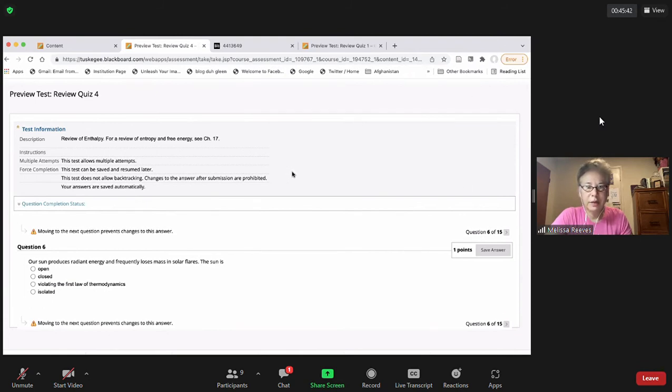Something's in the chat. Endothermic is heat is a reactant. Yes. Exothermic, heat is a product, like a flame is giving off heat.